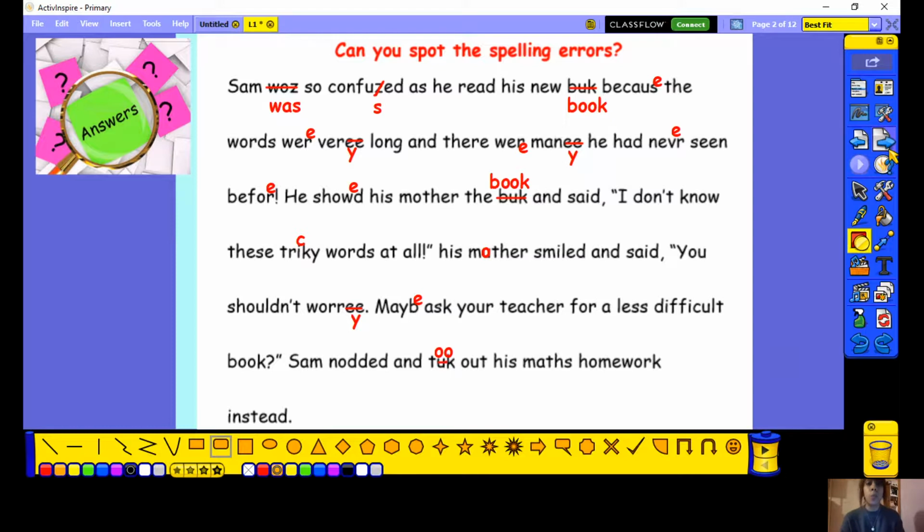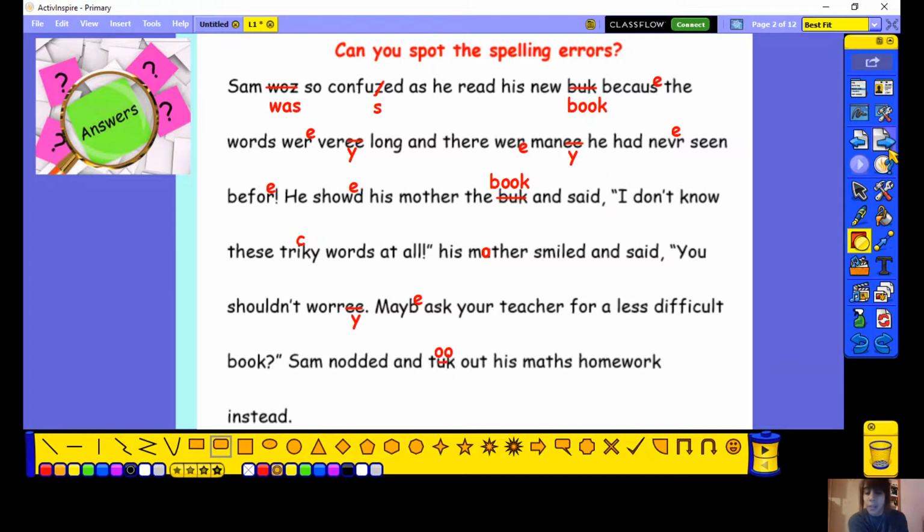So Sam was spelled incorrectly. Was should be spelled W-A-S. So confused, the Z should have been an S, as he read his new book. Look at a book, so double O, because, silent E on the end, the words were, silent E on the end, very, so the E sound comes from a Y, long, and there were, again, many, again, that Y sound, he had never, so after the V you had an E, seen before, E on the end. So I'll give you a few seconds just to check through that. Pause the video if you need some more time.